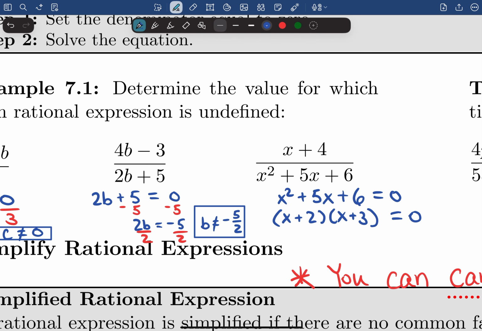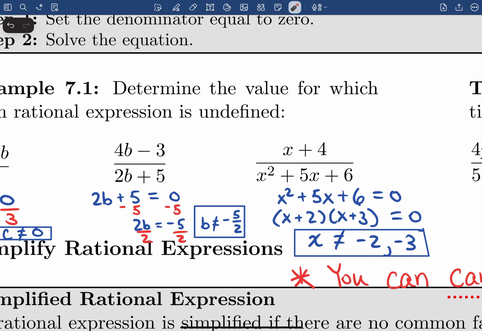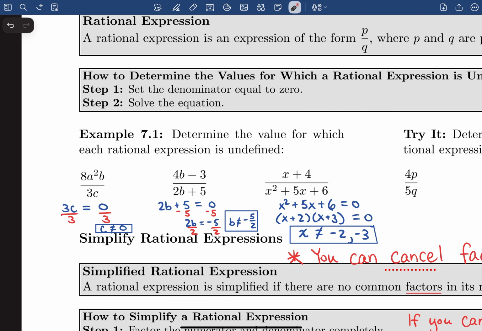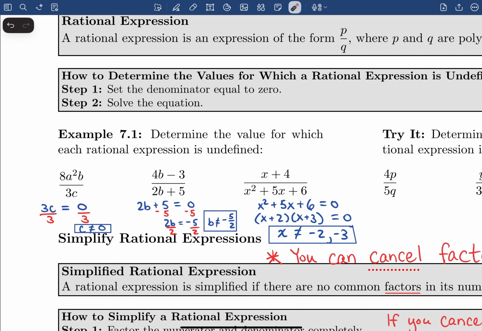So the solutions for the x value are -2 and -3, but then I put a slash through it because I have to say, well, these are the values that x is not allowed to equal, because if it did equal those values, then the denominator would be 0, right? It would be 0.